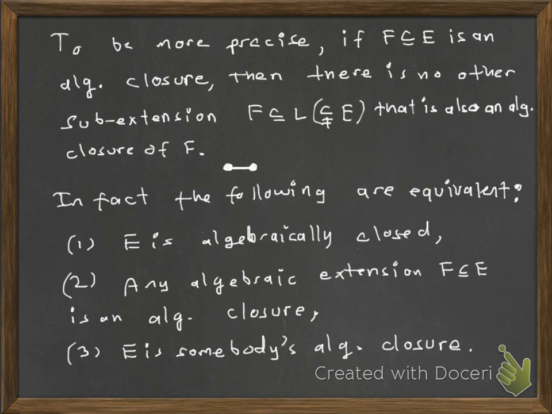The next result is interesting as well as useful. It's a characterization of a field being algebraically closed. It basically says that a field E is algebraically closed if it is an algebraic closure of any subfield over which E is algebraic. And that in turn is equivalent to E being just at least one subfield's algebraic closure.